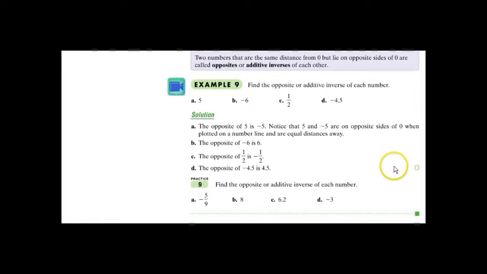See if I could raise it up a little bit. Yes. So generally speaking, it's just the opposite sign. So this will be a -5. This will be a +6, a -1/2, a +4.5. And here it's a positive, a negative, a negative, a positive of those. That is the opposite or additive inverse.